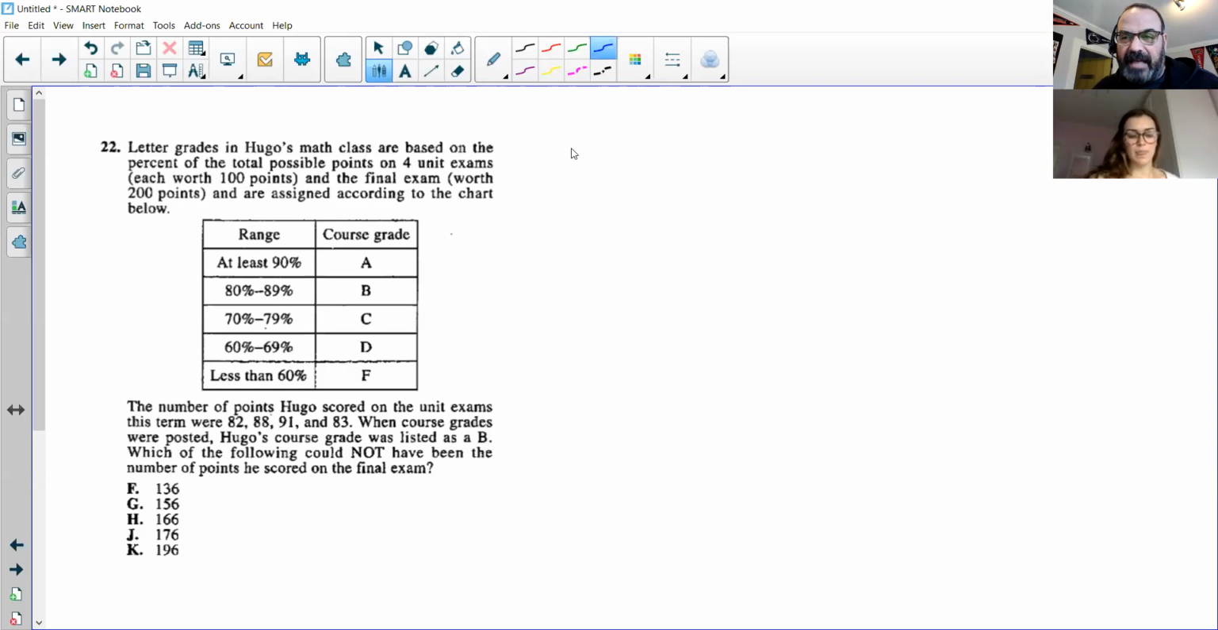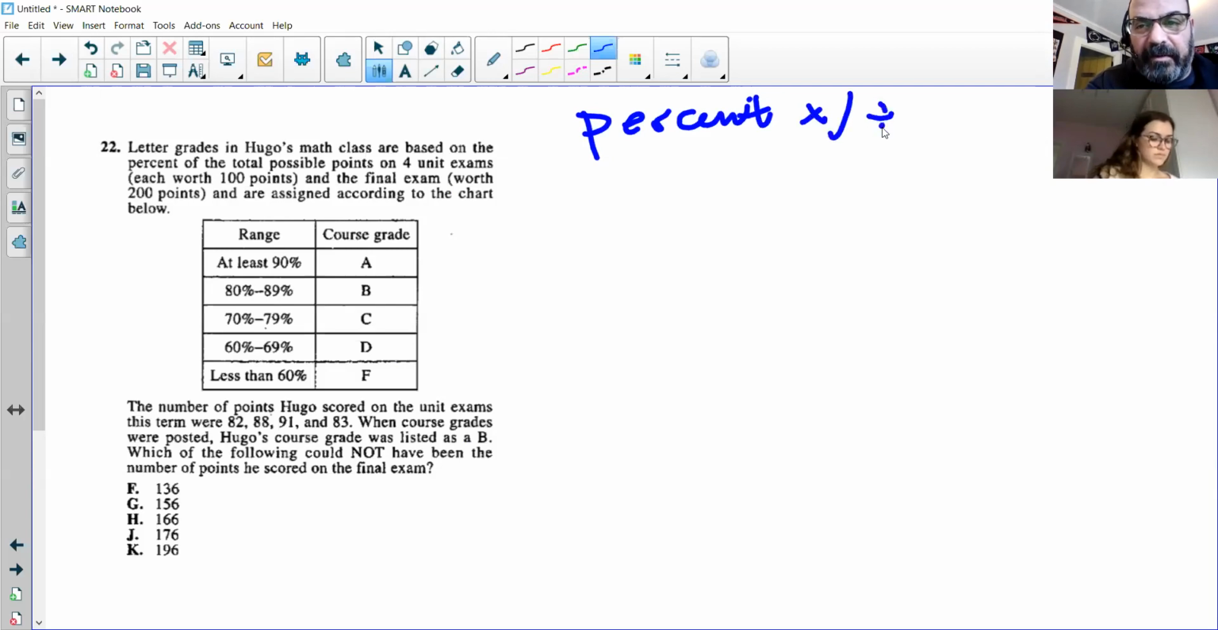So this is a classic problem. They love percent problems, and when percents are on the ACT and SAT, they always mean multiply or divide. So it's always multiply or divide something depending on whether they give you the answer or they give you the question. And so this one up here, the first thing we have to do is follow my rules and read with your pencil. And that is, there are 4-unit exams worth 400 points and a final exam worth 200 points.